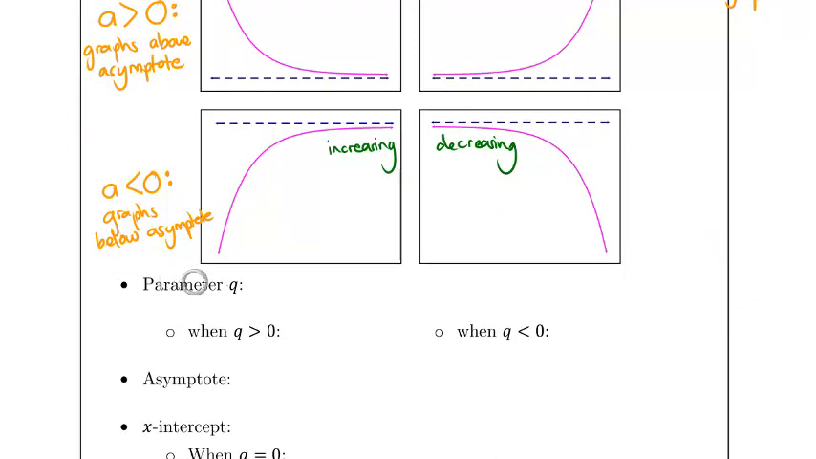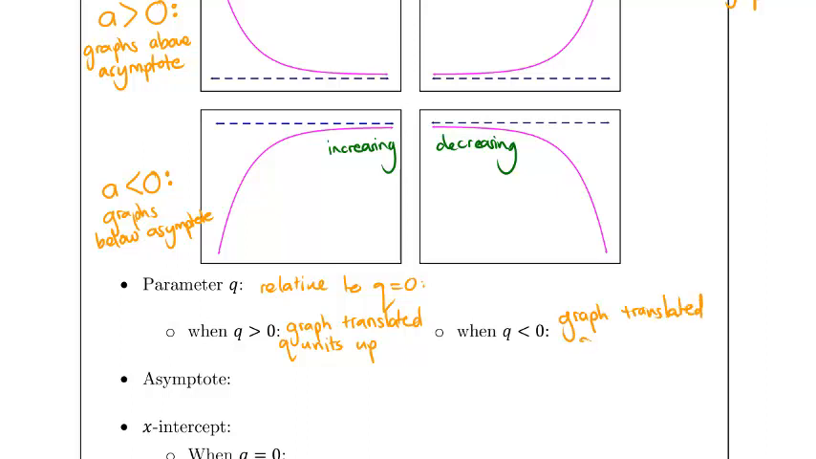Well, what did parameter q do? Remember, relative to q equals 0. What do we know? We know that when q is greater than 0, the graph is translated. Translated is a fancy word for shifts. The graph is translated q units up. Whereas when q is less than 0, we saw that the entire graph was translated q units down in comparison to if q was equal to 0.